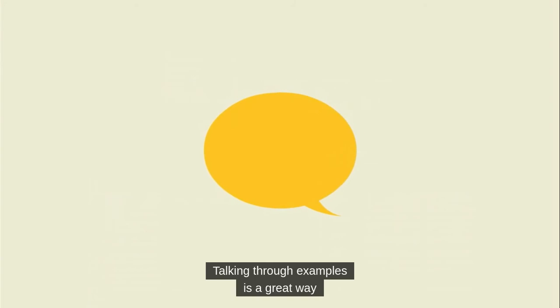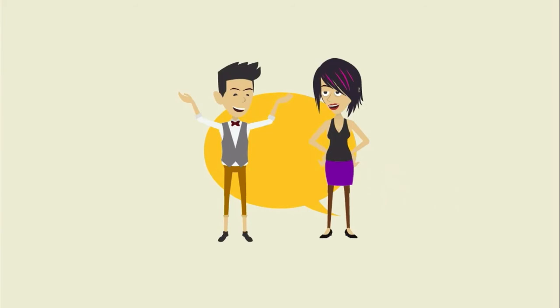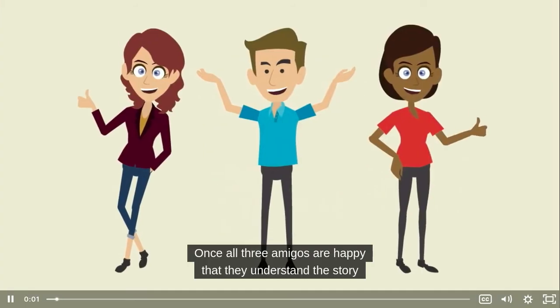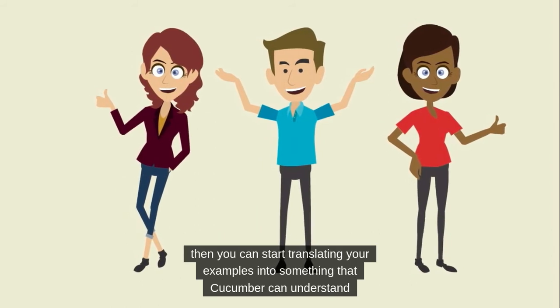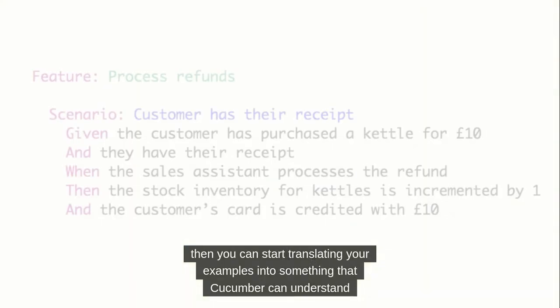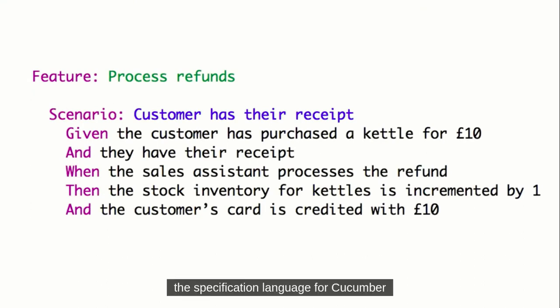Talking through examples is a great way to get everyone on the same page about what needs to be built. Once all Three Amigos are happy that they understand the story, then you can start translating your examples into something that Cucumber can understand. Here's one of our examples written out in Gherkin, the specification language for Cucumber.